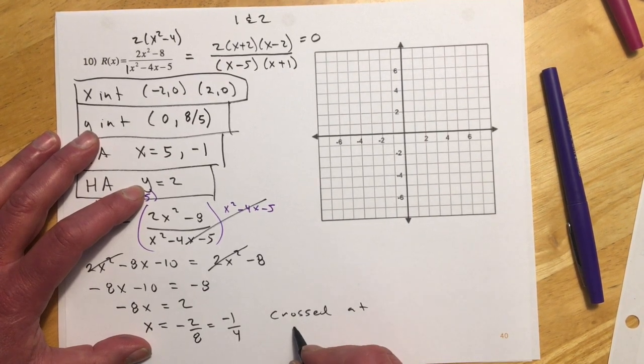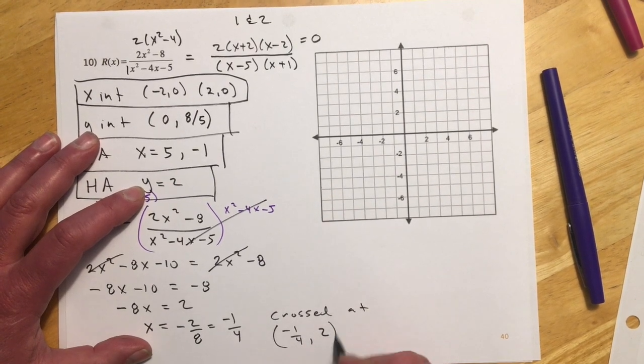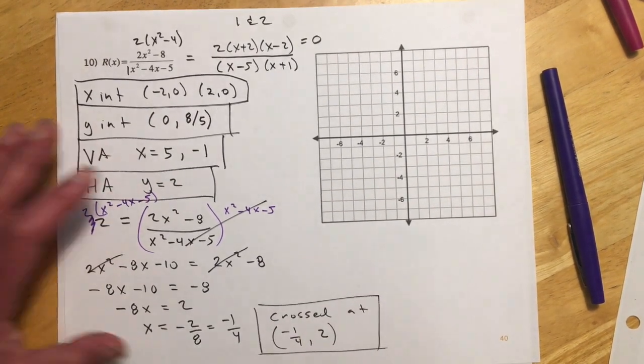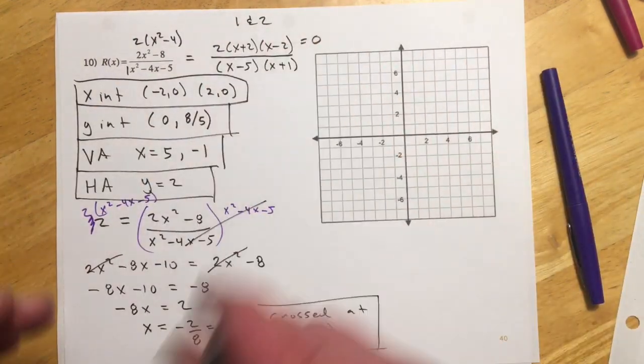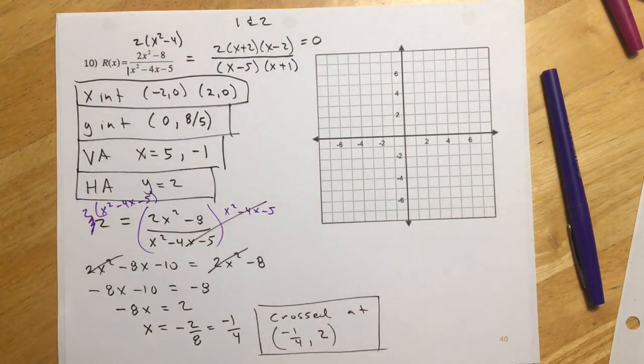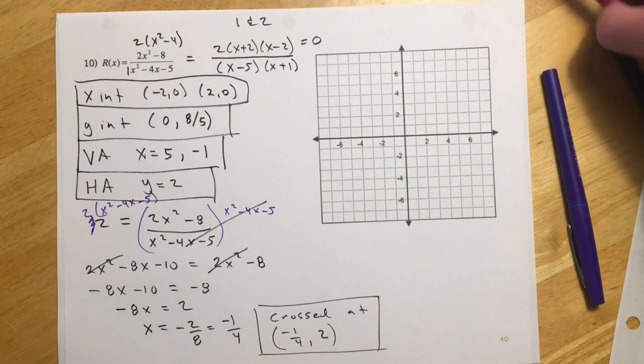So we're going to say crossed at -1/4 and 2. So that's all of our information, and now we just have to try to draw that in some sort of cohesive looking graph.